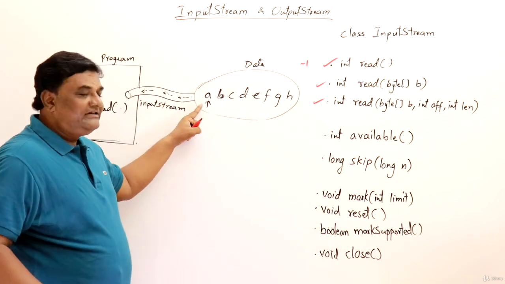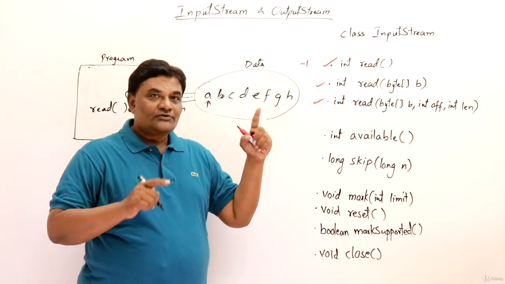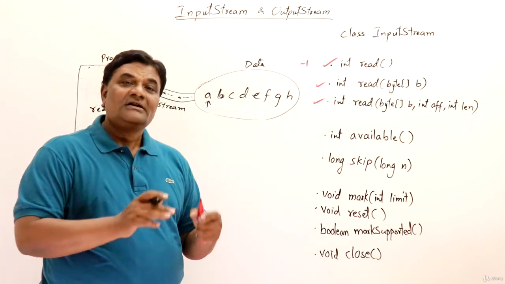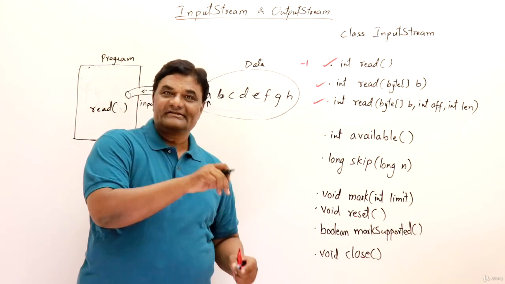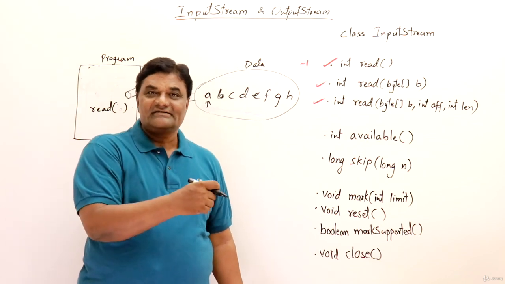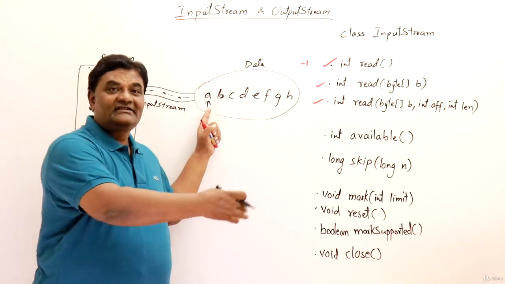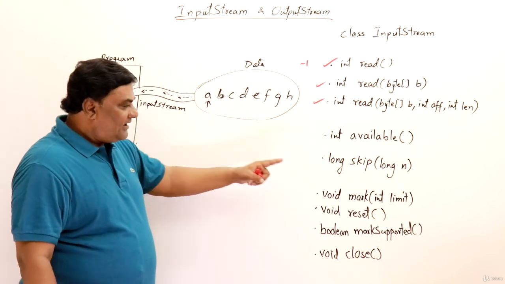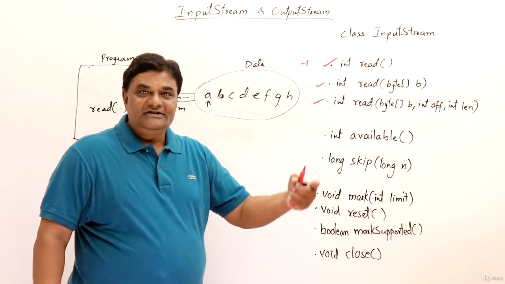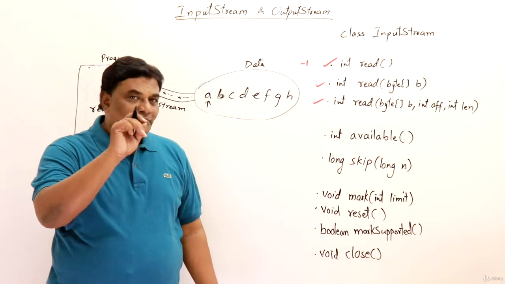So again you are back on A. Then again you can start reading A. So if you don't want them to be removed after you have consumed them, you can put a mark and it remains inside the stream. Then you can continue reading. At one stage you can say reset, so that it comes back to that same mark. So you can once again read those bytes. So mark and reset work hand in hand.